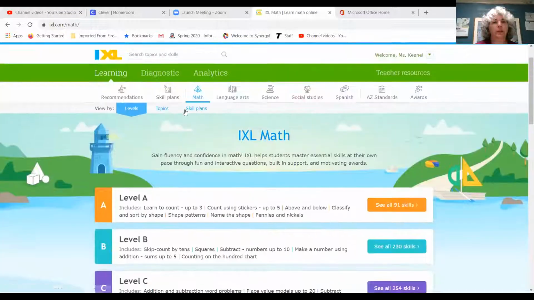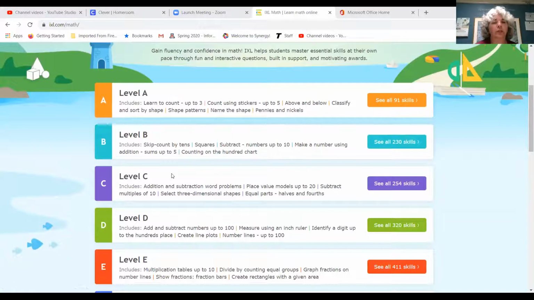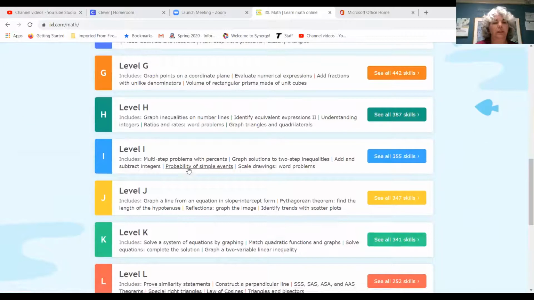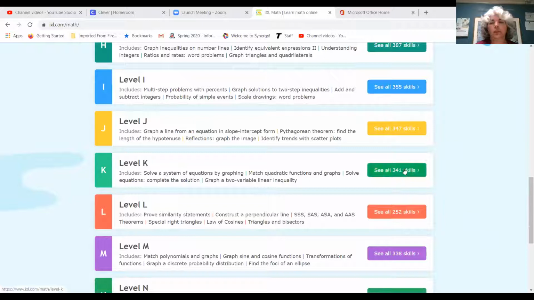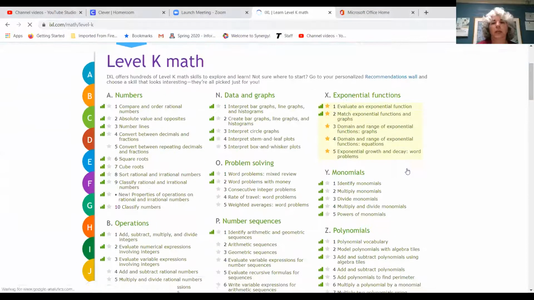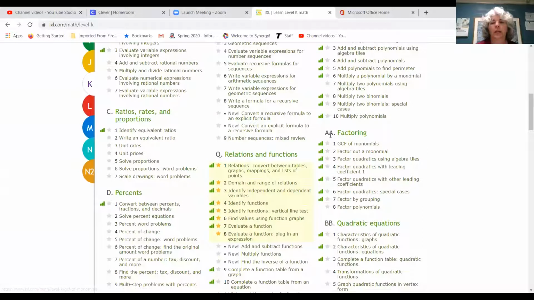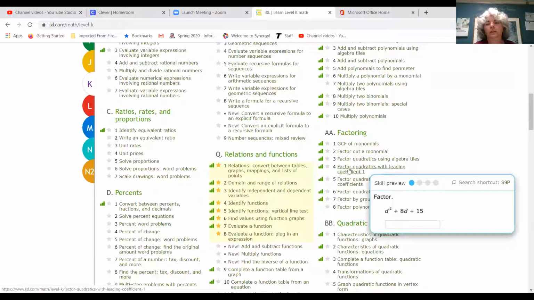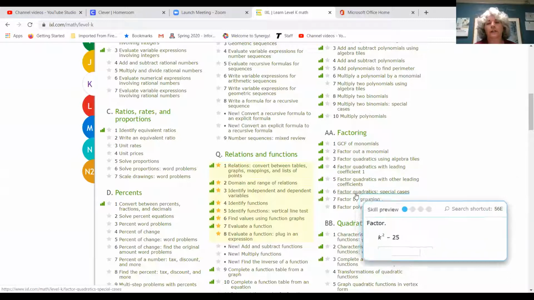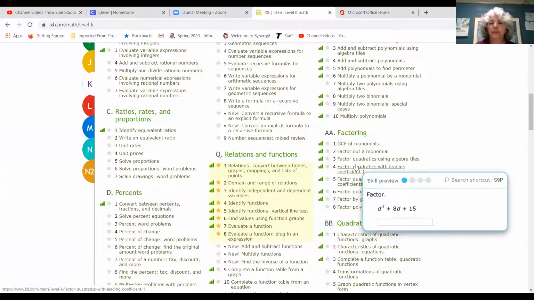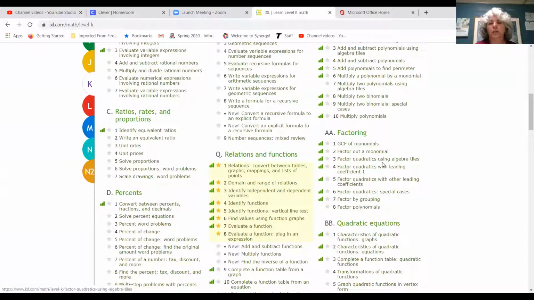I'm going to go to the IXL website and share my screen with you. Okay, so here's the IXL website. You go to learning and you get all these different levels. Yours may look a little bit different, but level K was assigned last week, and it was to do sections AA. AA is all about factoring, and I asked you to work on section AA4, 5, and 6. So let's take some problems from section AA4. So let's click on that.